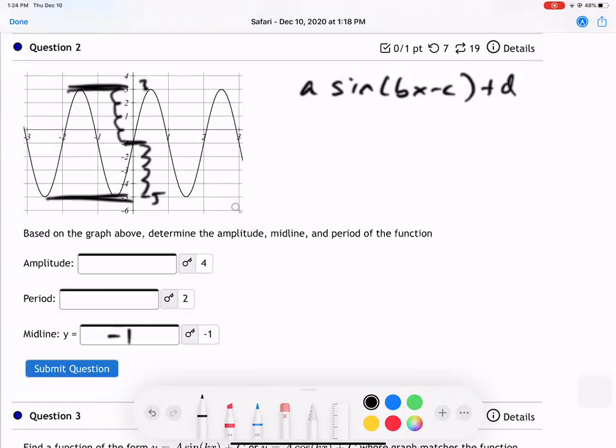Another algebraic way is we say, hey, what's the middle between 3 and -5? Well, that's -2, and we divide this by 2 to find the midpoint is -1. That's another way of finding the midline. Midline is also our d value.